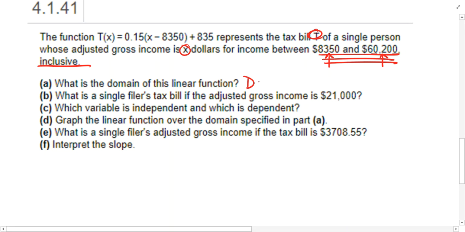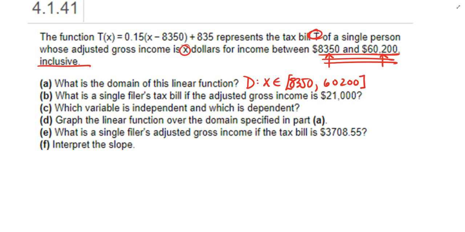We will only accept x values as long as they are between $8,350 and $60,200 inclusive. So we would say the domain is all x values that are an element of the list of numbers from 8350 to 60,200. And we are using square brackets here because they are included.